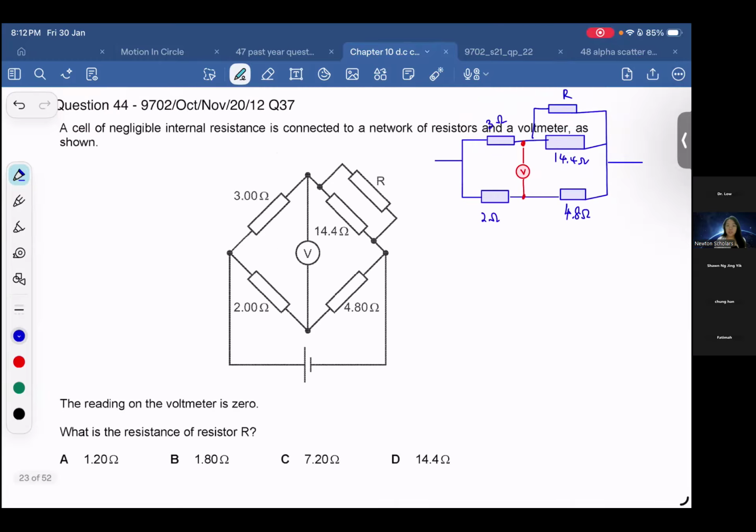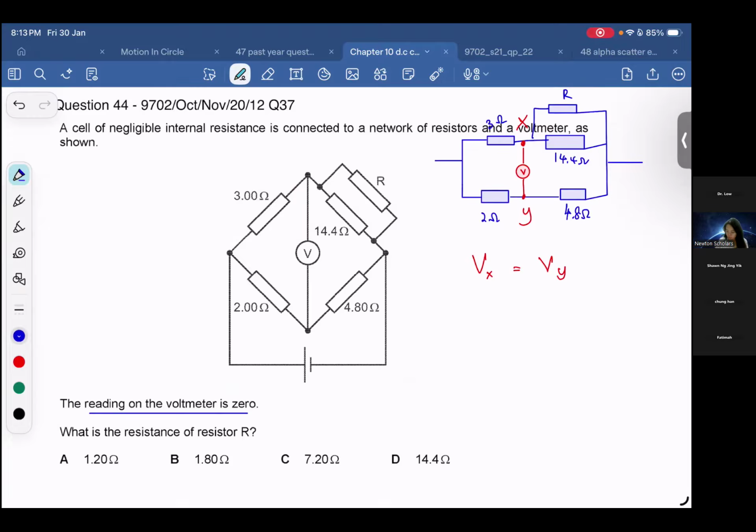Okay, I already redrew the circuit and will show you. You must have the ability to redraw and interpret the circuit. So here, the 3 ohm and 14.4 are in series, and then this R is in parallel with 14.4. Since they said the reading of the voltmeter is 0, that means the voltage across the 3 ohm, let's say I label this one as X, here Y, so voltage across X must equal voltage across Y. That's why the voltmeter reading is 0.